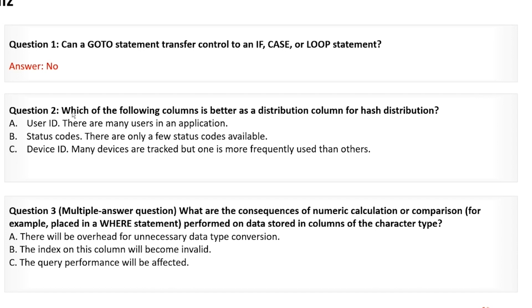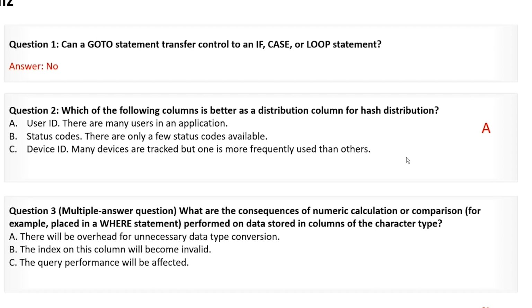The second question is, which of the following columns is better as a distribution column for hash distribution? And the answer is A here, user ID. Because, for example, in the user table or in some other business tables, the user ID is usually unique. So when we choose user ID as the distribution key, we are highly likely to get a table that is evenly distributed on different DNs.